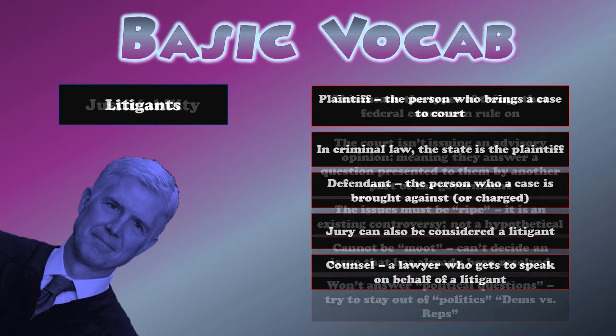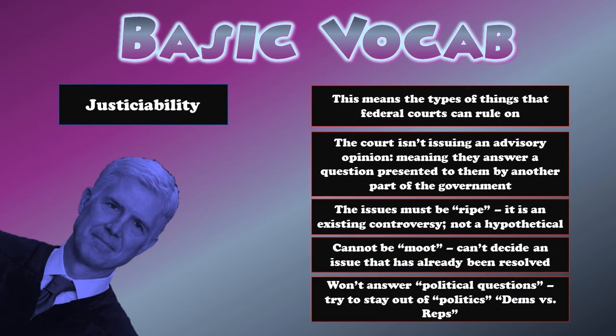All right, another very important concept for the courts in the United States is what we call justiciability. So justiciability means that the issue is an issue that the courts can make a decision about. That's the basic definition of justiciability. But let's talk about what justiciability means.